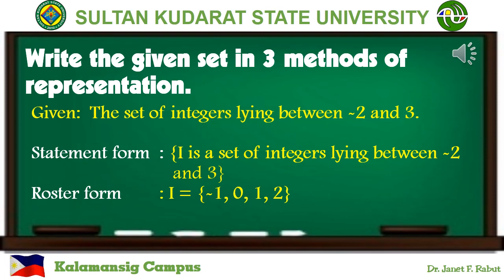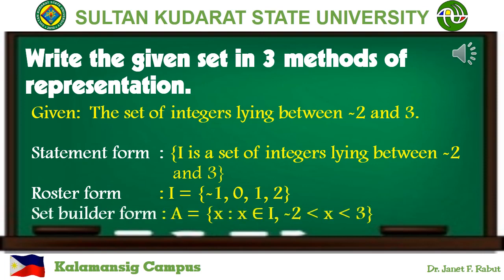Why do we have these elements only? Because these numbers, -1, 0, 1, and 2, are the numbers between -2 and 3. So that is the condition. And how about in set builder form? We can write it like this: A is a set of X such that X is an element of I, and X is greater than -2 but less than 3. Do you understand?